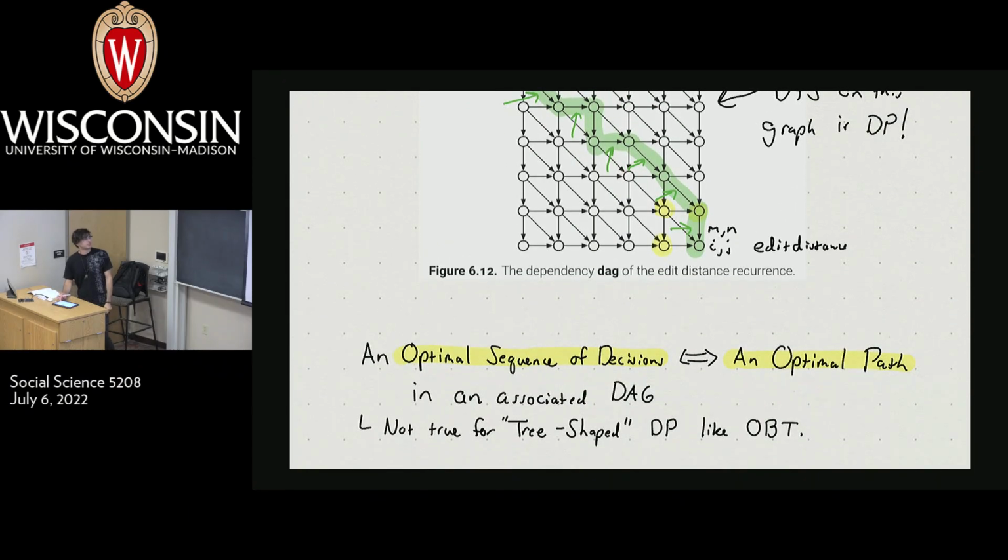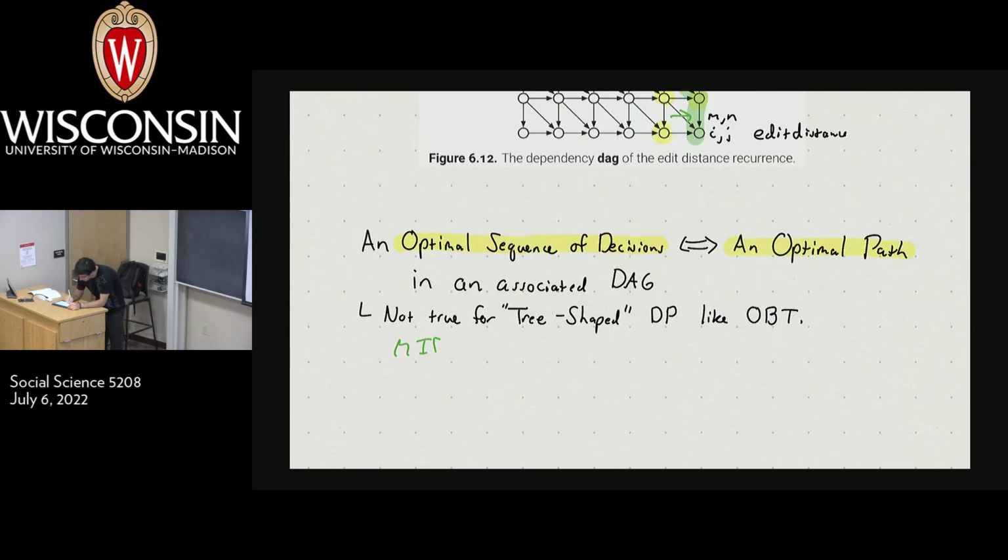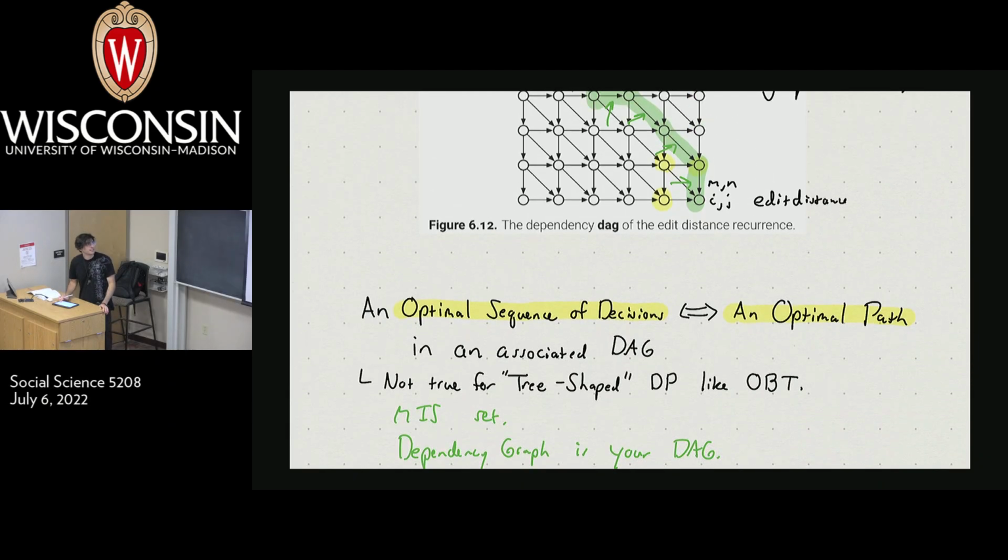There's just one exception, which is tree-shaped DP. So whenever you're doing DP on a tree, this isn't really true. It's not a path anymore. So for a maximum independent set, that's not a path. You're creating an actual set. So it's slightly different for those types of problems. But what's cool for those types of problems is the dependency graph is your DAG. So when you're doing dynamic programming on a DAG, the dependency graph is exactly your input graph. They're the same graph, which we'll see an example of in a second.